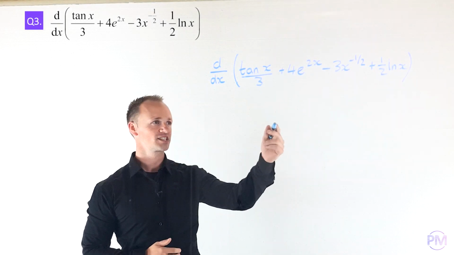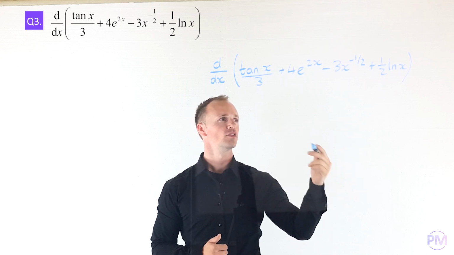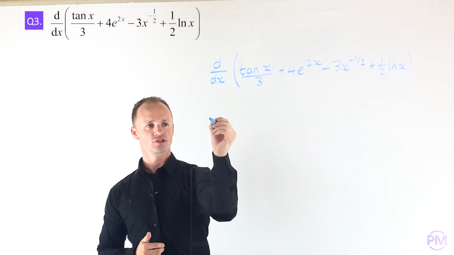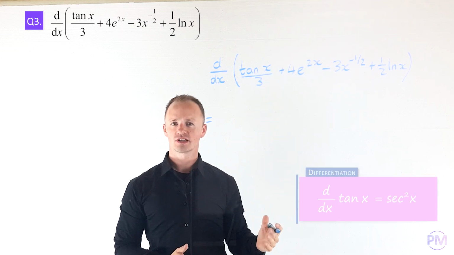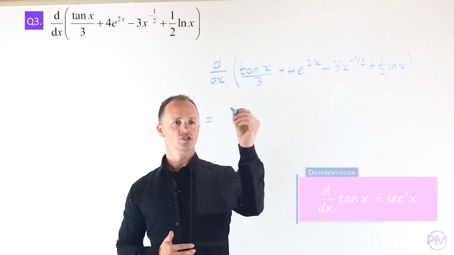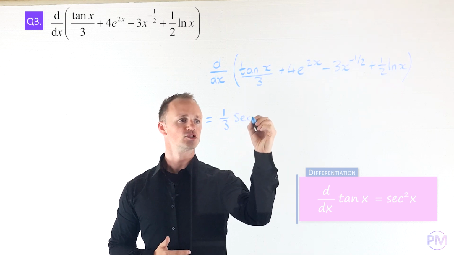Okay, here we've got tan x over 3 plus 4e to the 2x minus 3x to the minus 1/2 plus 1/2 log x. So, using the standard result, we know that tan x differentiates to sec squared x. So this gives us 1/3 sec squared x.